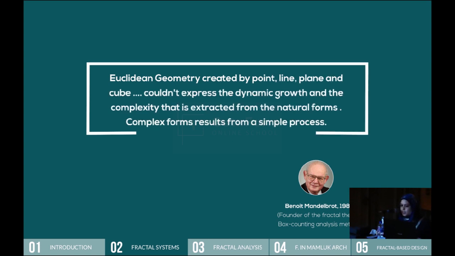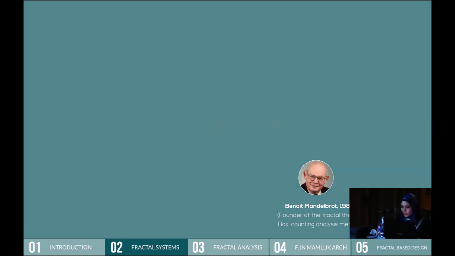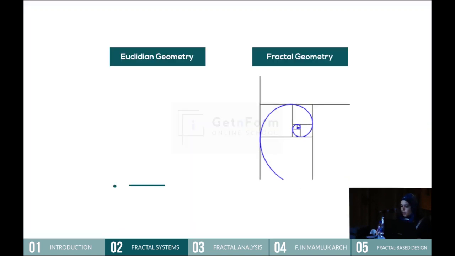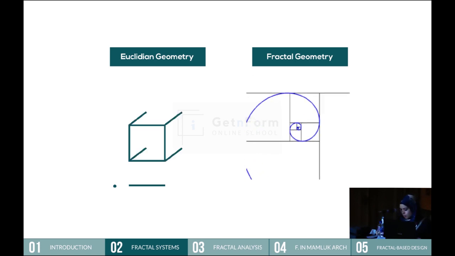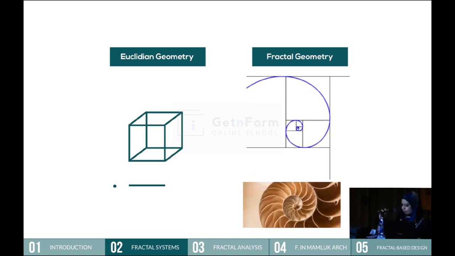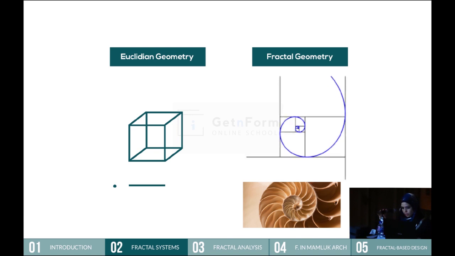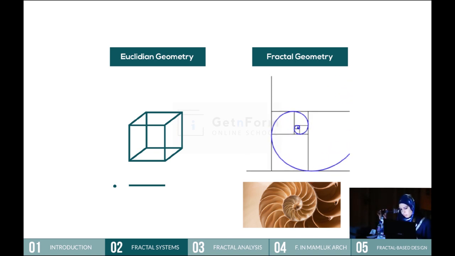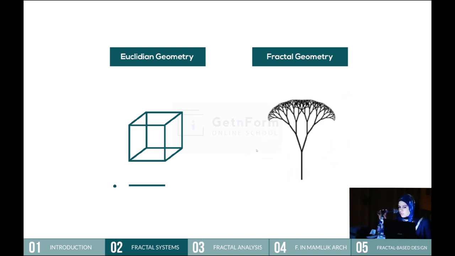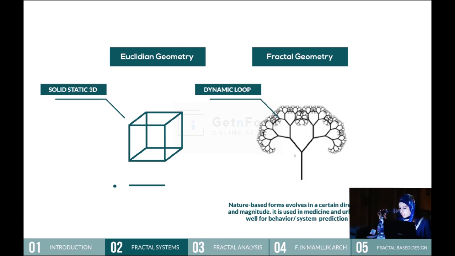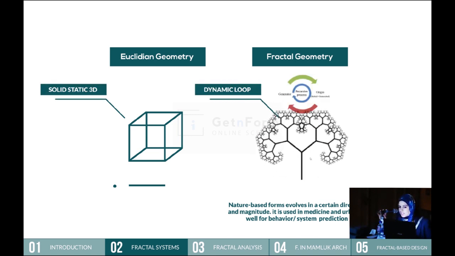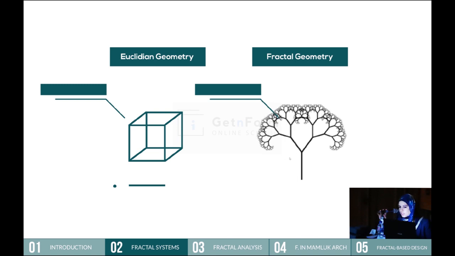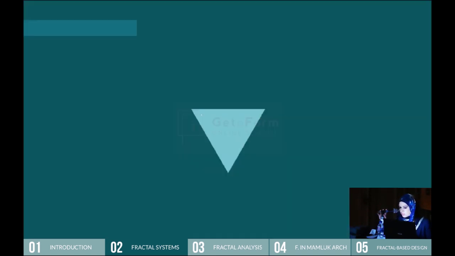Mandelbrot argued that Euclidean geometry, created by point, line, plane, and cube, couldn't express the dynamic growth and complexity of forms. Complex forms result from a simple process. This is the difference between Euclidean geometry and fractal geometry. The difference is that the Euclidean is a static geometry and the fractal is a dynamic process.